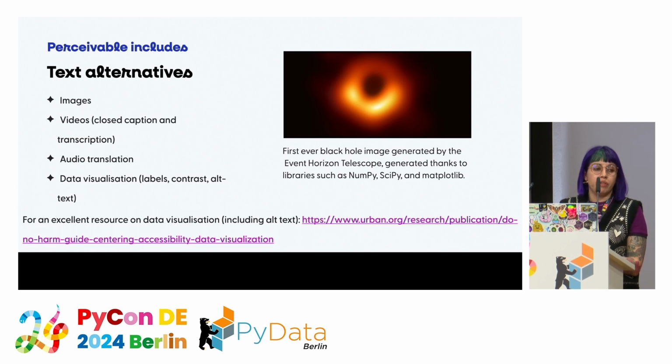So, for example, if I were to go to the NumPy website, a suitable caption wouldn't be black hole. And a suitable alt text wouldn't be black hole, but it would be first ever black hole image generated by the Event Horizon Telescope, generated thanks to libraries such as NumPy, SciPy, and Matplotlib. This is contextualized as to why I am adding this, what I'm expecting my reader to get out of this image, and how it fits with the broader content.